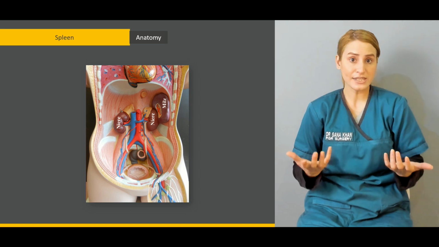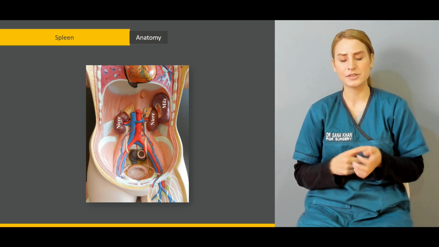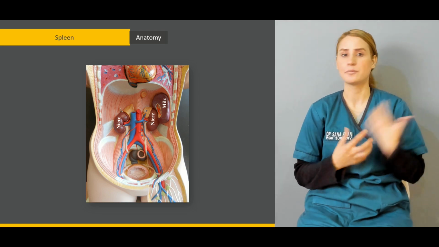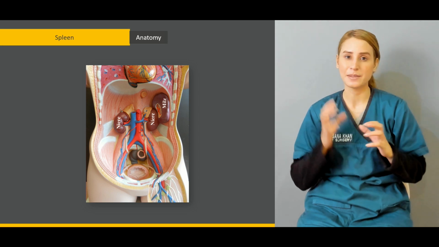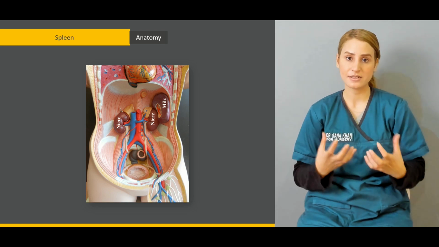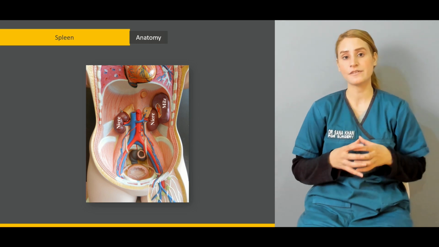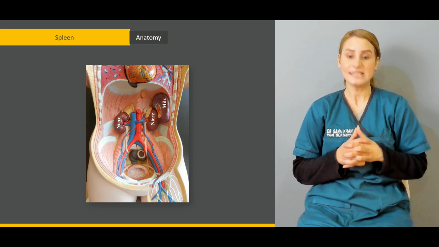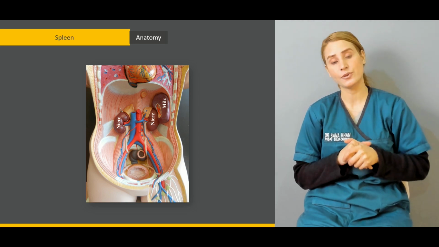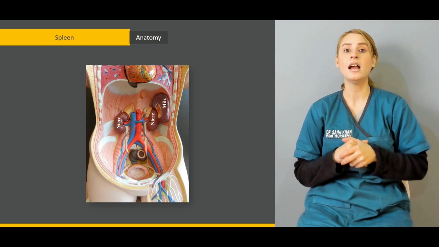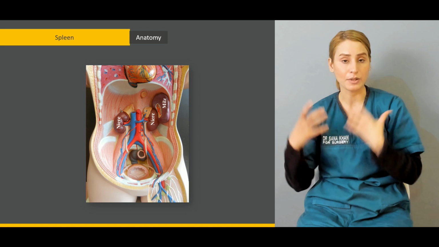Because it's mostly concerned with just the filtration and providing the immune system, so many products are coming into the spleen, the cellular and the non-cellular. So an important function of the spleen is filtration. That's why in conditions like hereditary spherocytosis or sickle cell anemia, or other infectious conditions like infectious mononucleosis, there is a splenomegaly.